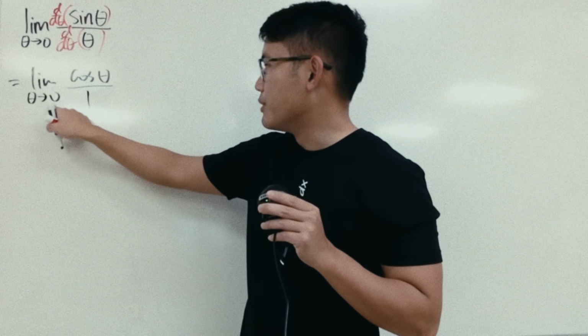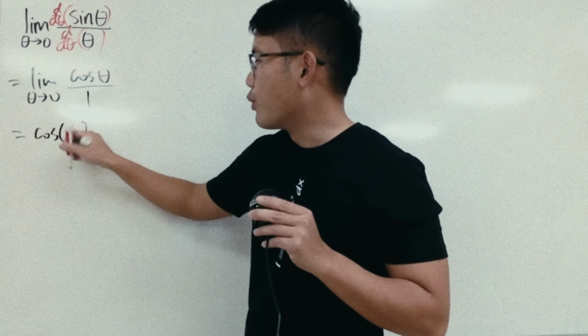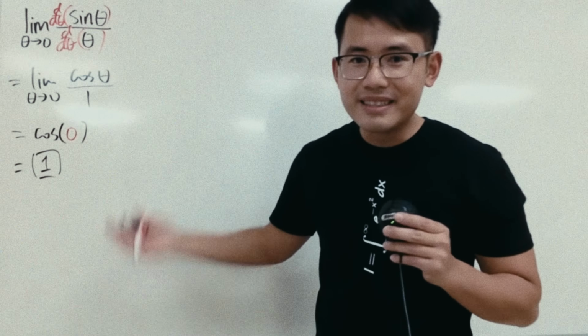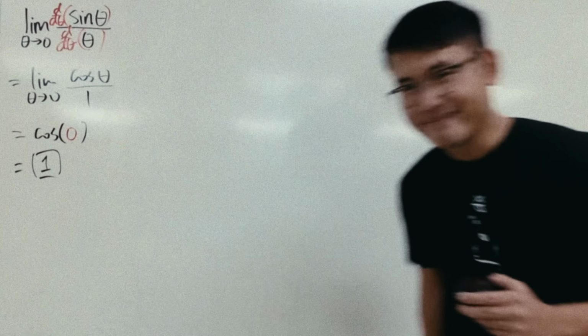And now we can just put a 0 right here, and in the end, we are saying this is just cosine of 0. Of course, we can work this out. This is just 1. That's it. Took us about 37 seconds. That's it.